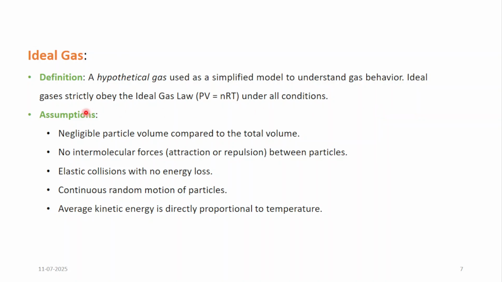Ideal gases strictly obey the ideal gas law. PV is equal to nRT is the ideal gas law, where P is pressure, V is volume, n is the number of moles, R is the gas constant, and T is temperature. This is derived from Boyle's law and Charles's law, which you know. As it is not included in the syllabus, I am not going to discuss the laws of gases. Hope you all know it. They strictly obey the ideal gas law, PV equals nRT, under all conditions. So the kinetic theory which I have discussed is valid for ideal gases strictly.